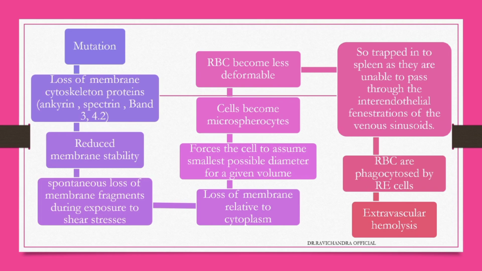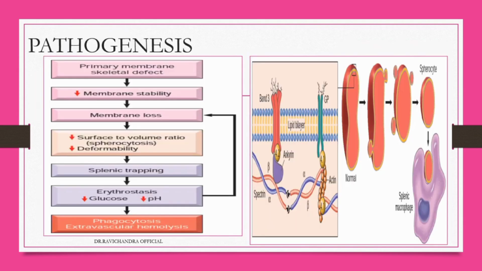RBCs become less deformable, so they are unable to pass through. They get trapped in the spleen as they are unable to pass through the interendothelial fenestrations of the venous sinusoids. These RBCs are phagocytized by the reticuloendothelial system, which results in extravascular hemolysis, because the hemolysis is happening outside the blood vessel. So this is a picture showing the pathogenesis.